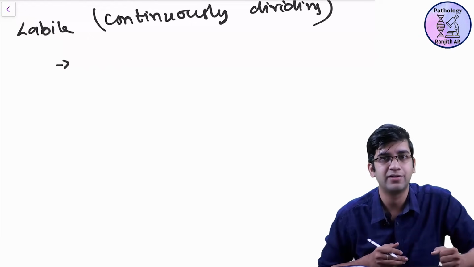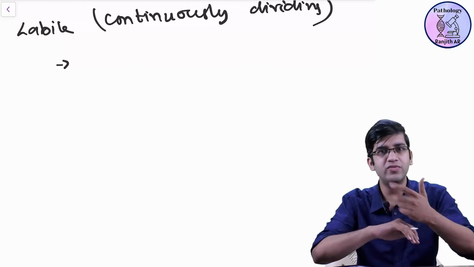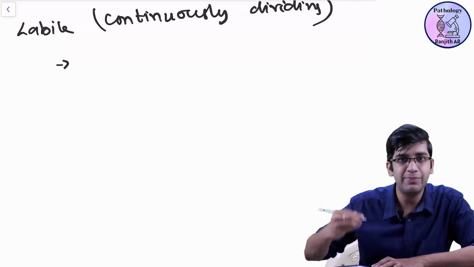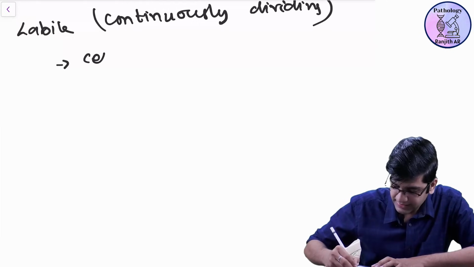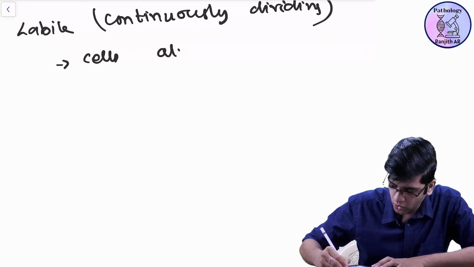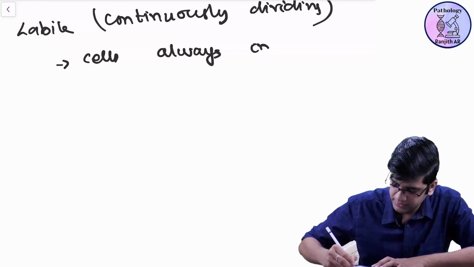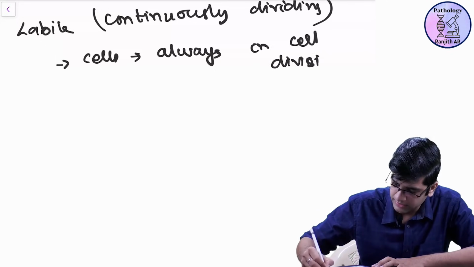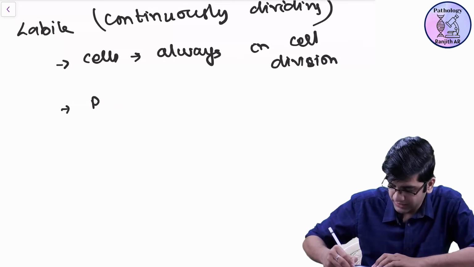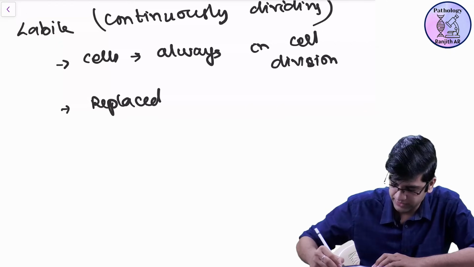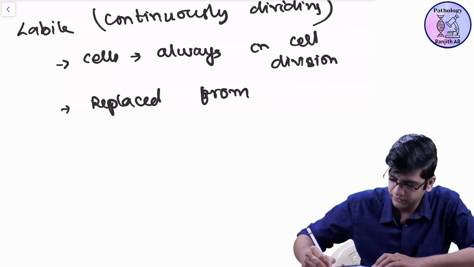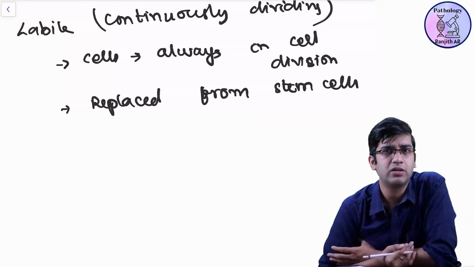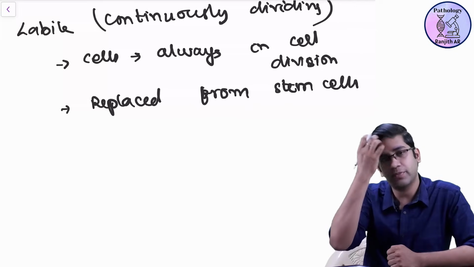What's the best example? I'm sure you know skin. Skin always divides. GIT always divides. Epithelium always divides. So these are labile or continuously dividing cells. These cells are always in cell division. They will be continuously replaced by new cells from stem cells. Again and again, it will come back to normal, simply just like that. Those are my continuously dividing cells.